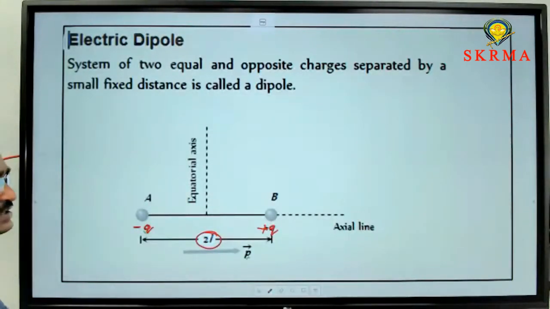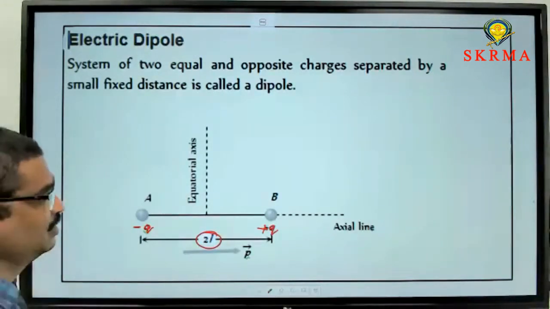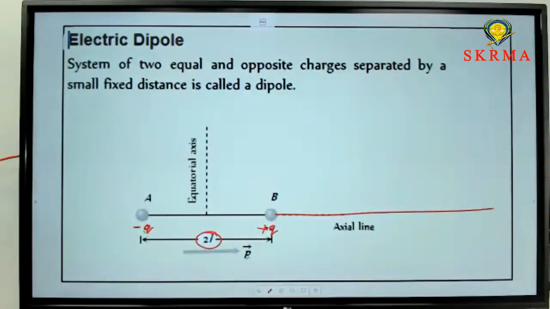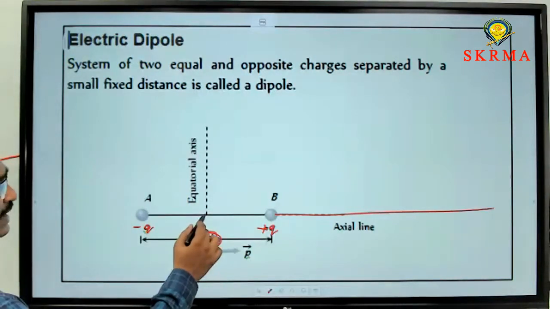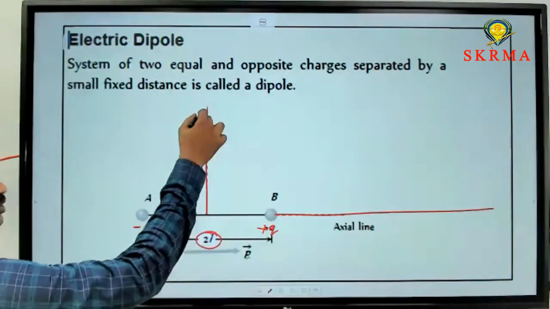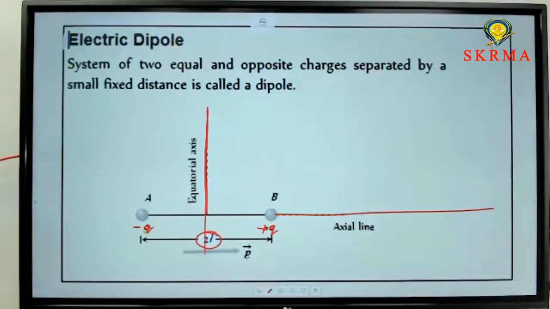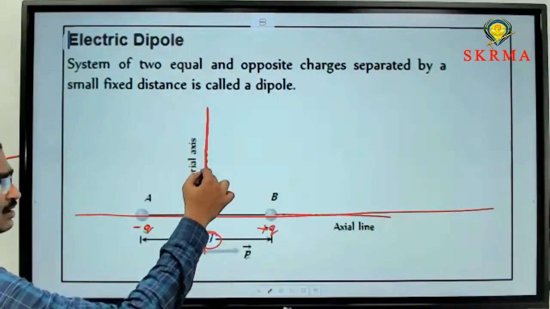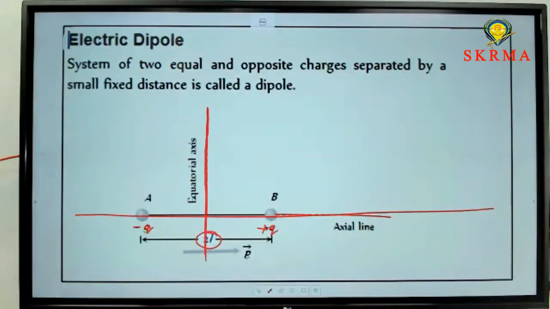Now the distance between the charges of the dipole is denoted by 2l. For this dipole, this line is called the axial line. A line perpendicular to the dipole and passing through its center is called the equatorial line. Here, this one is the axial line, and this one is the equatorial line.